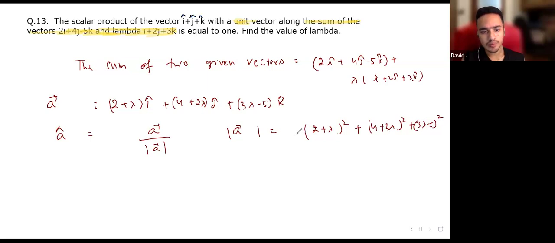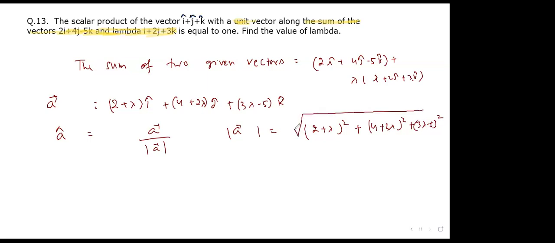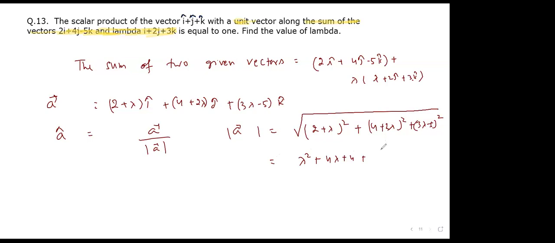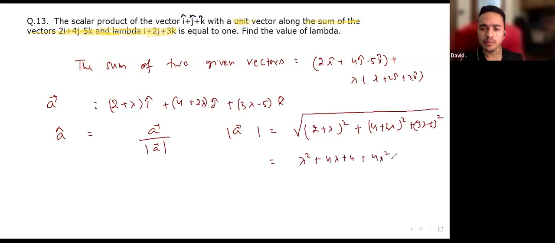And under the square root, this will be lambda square plus 4 lambda plus 4, using a square plus 2ab plus b square. And again here we have 4 lambda square.